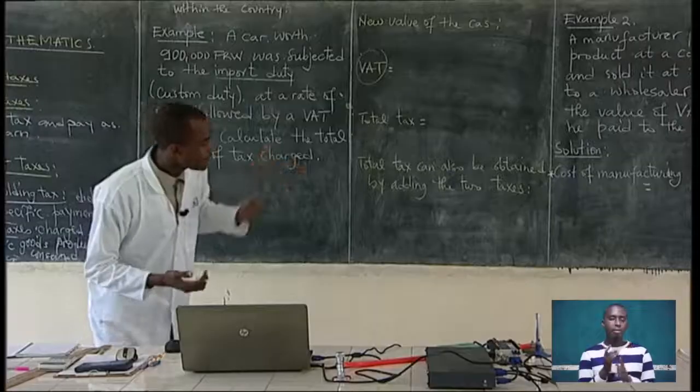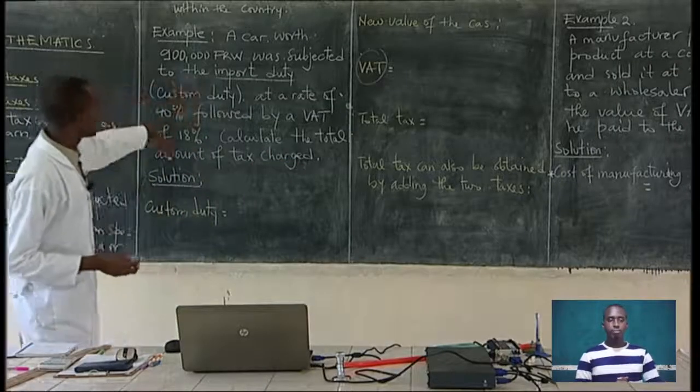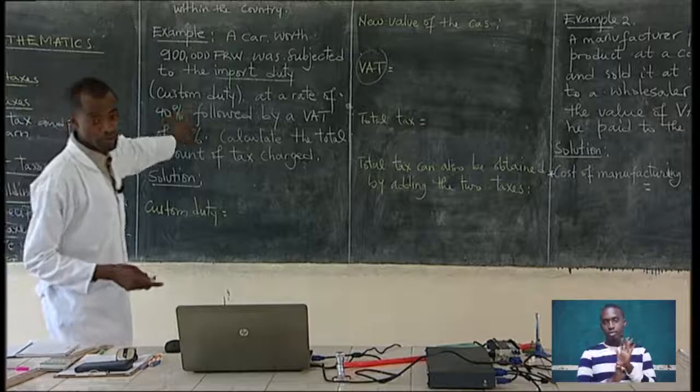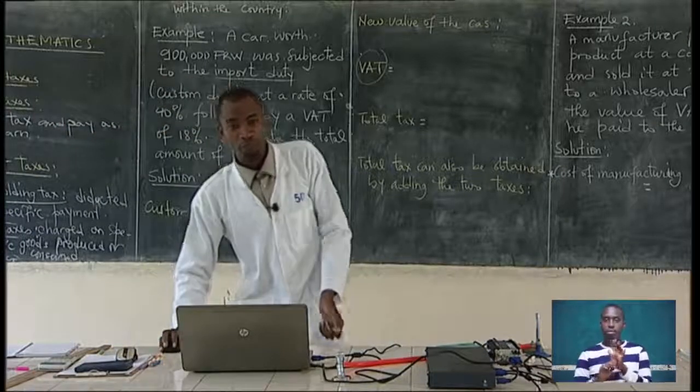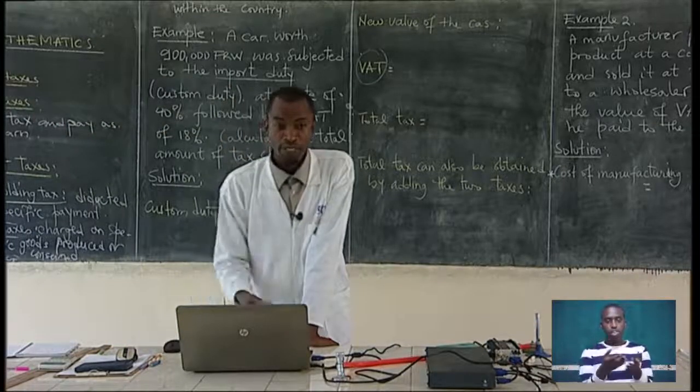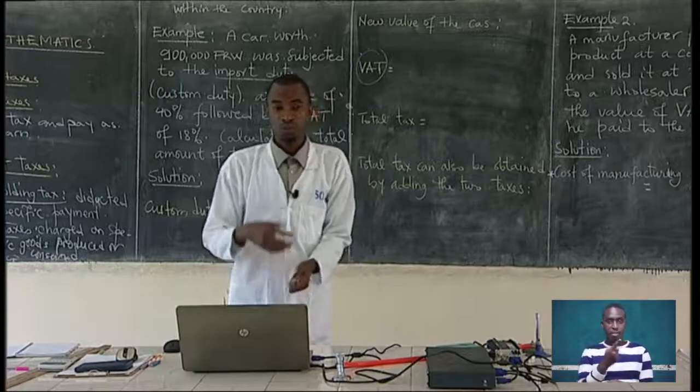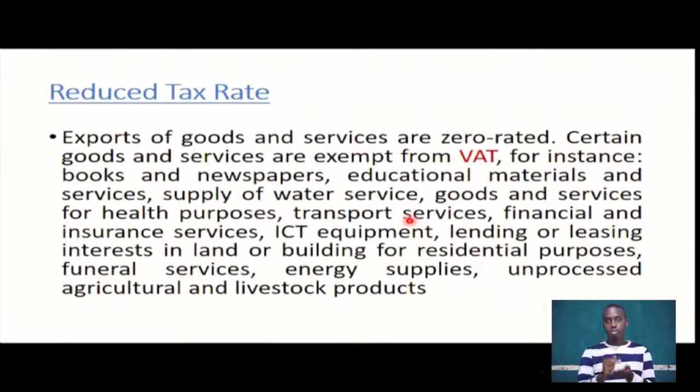Before we go to the example, I want to continue to take you through this. When you go to the next slide, there is also what you call the reduced tax rate. There are some products or things done inside the country where the government tries to reduce the taxes. For example, let's read together: exports of goods and services are zero rated. Certain goods and services are exempted from the VAT.